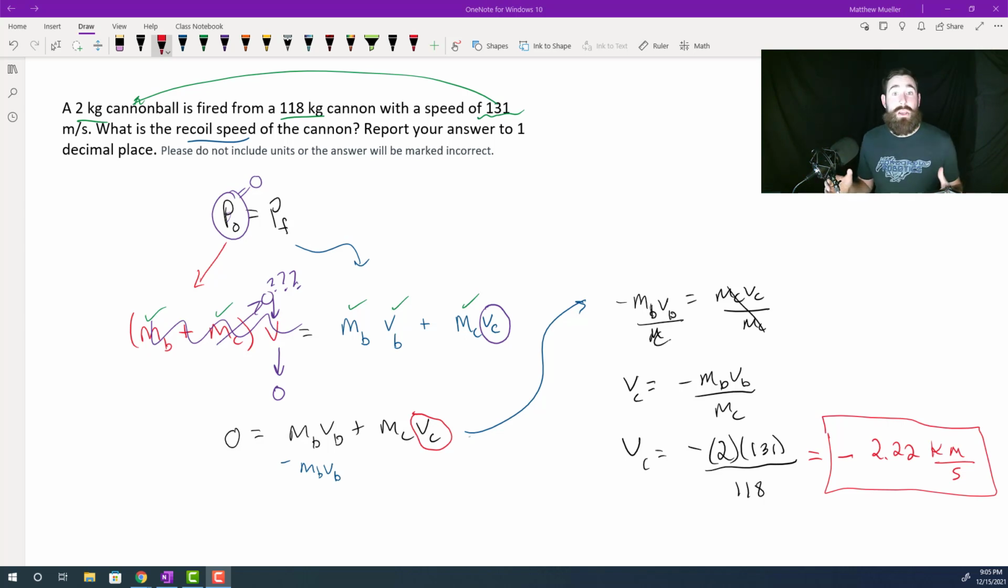So there you go. Two examples of how you use conservation of momentum in elastic and inelastic situations. It all comes down to understanding, where's my mass? Is it combined? Is it separate? What's the starting velocity? What's the final velocity? What am I looking for? And then doing some arithmetic.